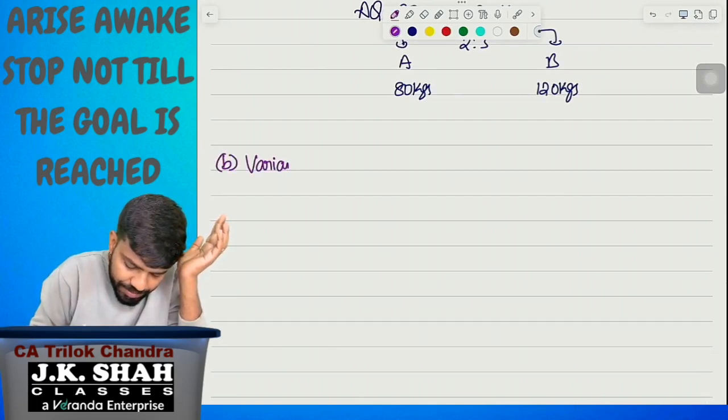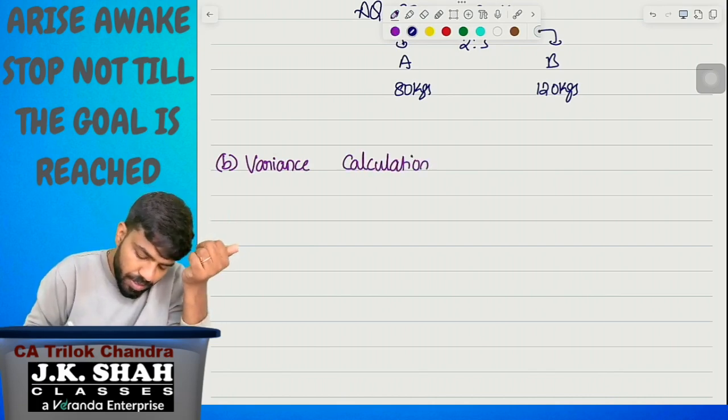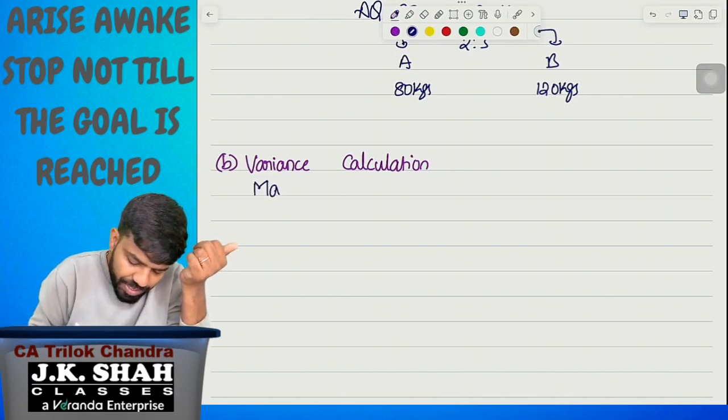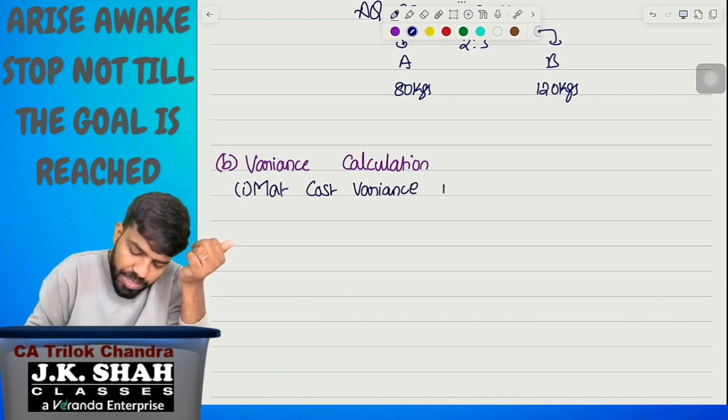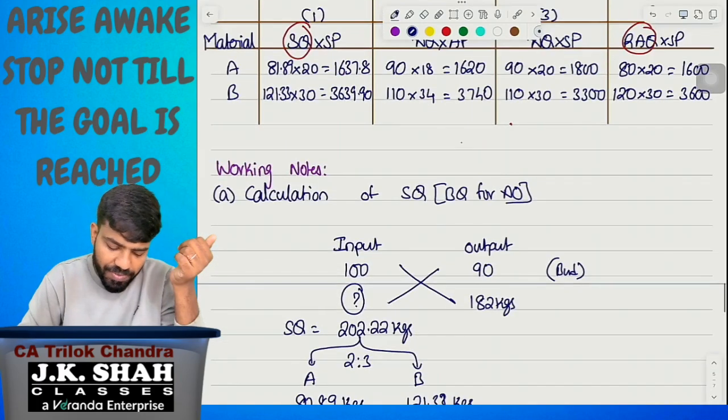Variance calculation. Look at here. First, we'll take material cost variance. Roman number 1, material cost variance. What is the formula? 1 minus 2. First, we'll take it for material A.